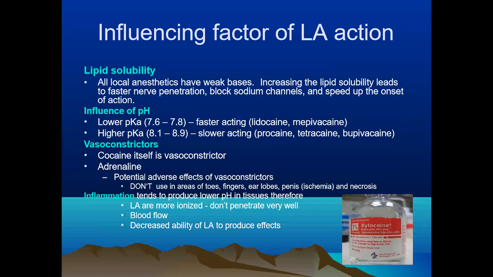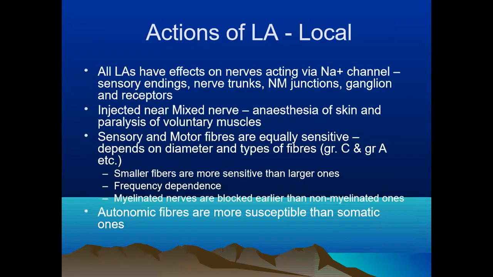What are the factors which influence the action of local anesthetics? They are lipid solubility of these drugs, pH, vasoconstriction, and inflammation at the site of injection. For example, inflammation will affect the blood flow and the pH at that point of the body.